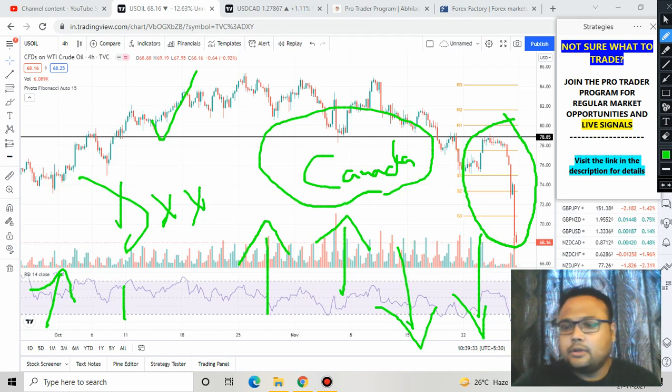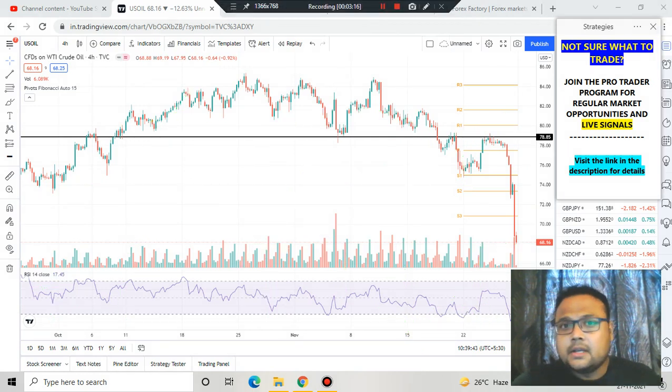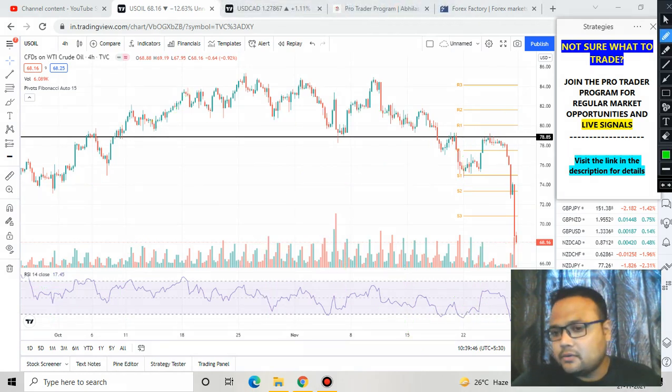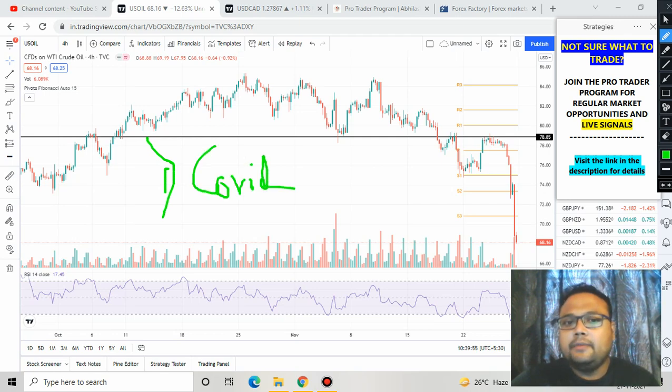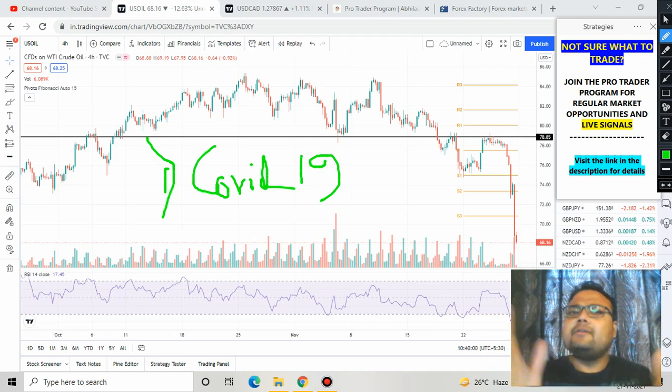So due to crude oil, there was some pressure on the Canadian dollar, and we see good buying on the USD CAD. Why was there pressure? Because of two factors. The first factor that is impacting the chart of crude oil is the new coronavirus variant. There is a panic in the market that because of the new COVID-19 variant, there will be some travel restrictions again on international travel. And if the travel restrictions come, then definitely the demand for crude oil will go down. That is one reason.